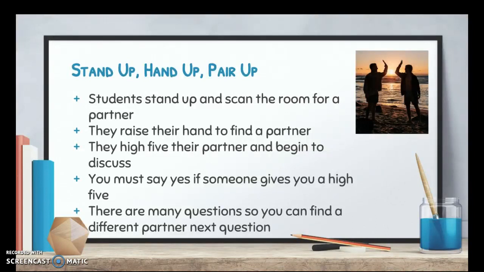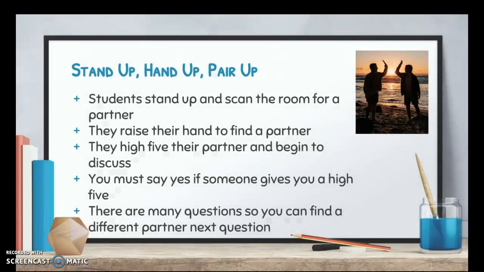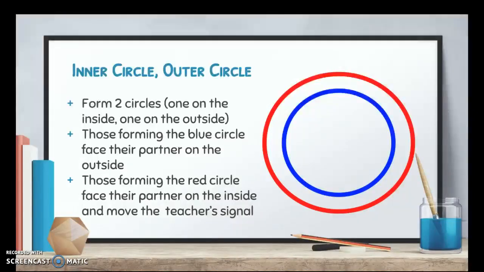The student stands up, they put their hand up, and when they high five, they have their partner. That's who they're paired up with for that question. If they get high fived by a student and they don't want to be in their group, I tell them that's okay. You'll stick with them for this one, but on the next question, you can pick somebody else. As long as you're asking a plethora of questions, students generally don't mind too much.